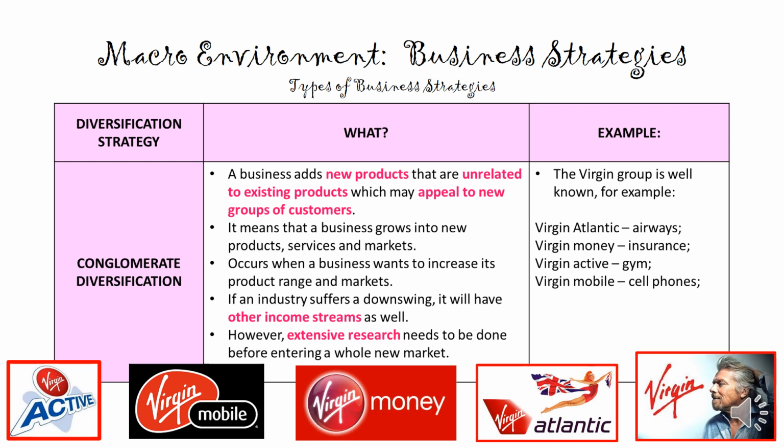So, for example, now with the coronavirus, Virgin Atlantic obviously is going to experience a downswing because people are not allowed to travel between different countries. People are not even allowed to travel within countries where lockdowns have been enforced, right? So the Virgin company is not going to make any income from Virgin Atlantic at this stage. But because they have all these other things, they also sell insurance, they also offer gym services, which we also can't use now, and they also sell cell phones. So the advantage is that if one of these products experiences a downswing, they can still make money out of all the other products as well.